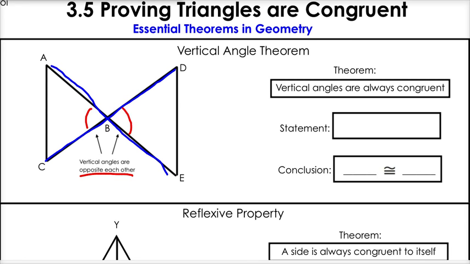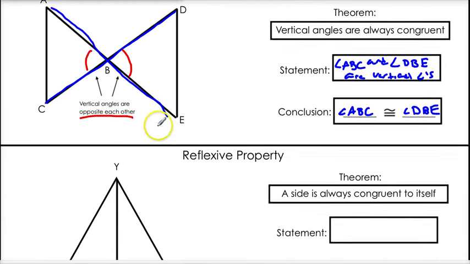So I know that angle ABC, which is right here, remember the vertex always goes in the middle, and angle DBE, that's the angle right here, are vertical angles. And because they're vertical angles, I know angle ABC is congruent to angle DBE. That is our first essential theorem. Vertical angles are always congruent. And remember, they're across from each other. You have to be able to identify them.